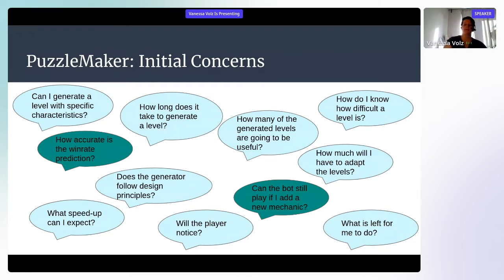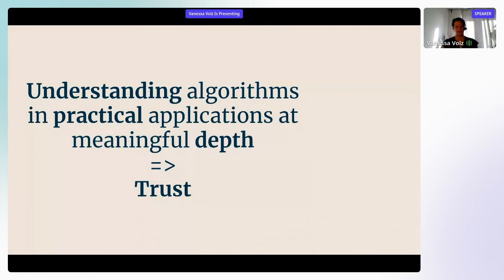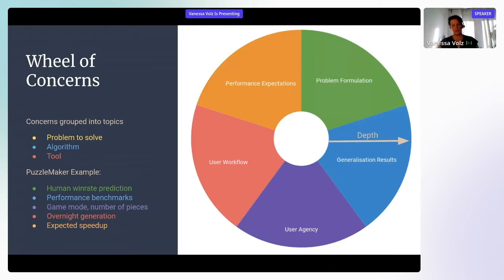My main point is that if we can get every stakeholder, so the users, the sales people on both sides, and also us, to understand the algorithms that are behind these applications at a depth that is meaningful to the use case, then we can start generating a bit of trust. So let me get into a little bit more detail.